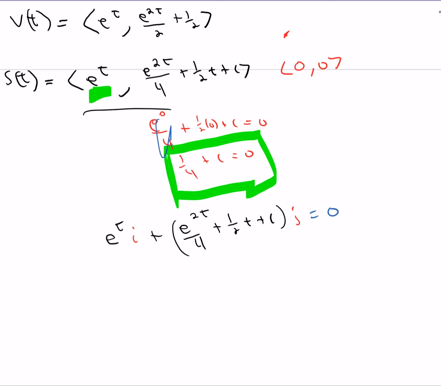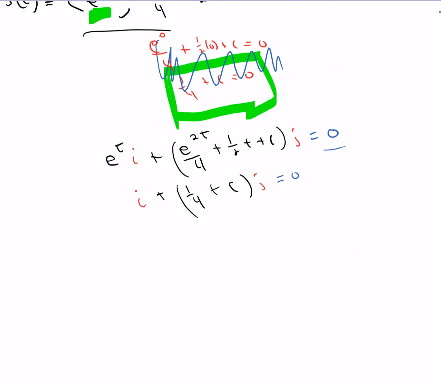So please ignore this. This was wrong because this piece can't be 0. This piece has to be something else. But when we do this, the displacement should be 0. So we should be getting 0 out of this when we plug in 0. So basically what we have is i plus 1/4 plus cj equals 0. We're trying to figure out what c is.